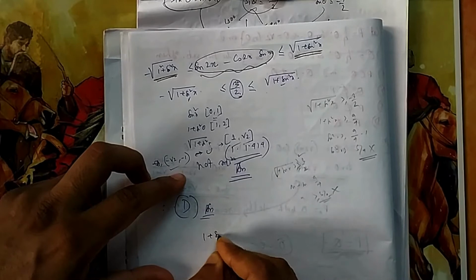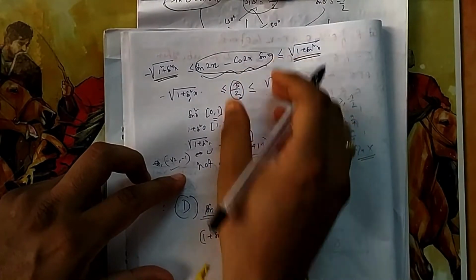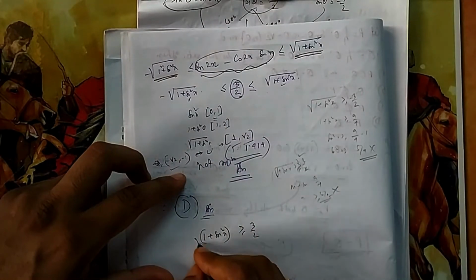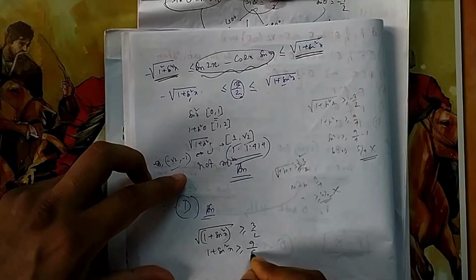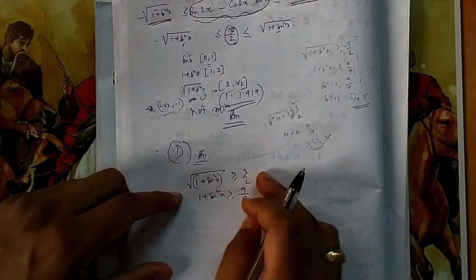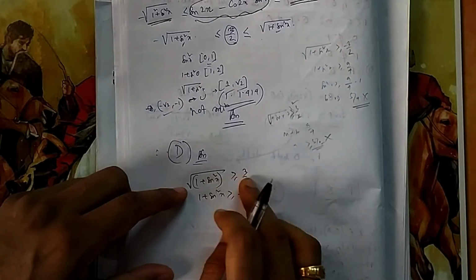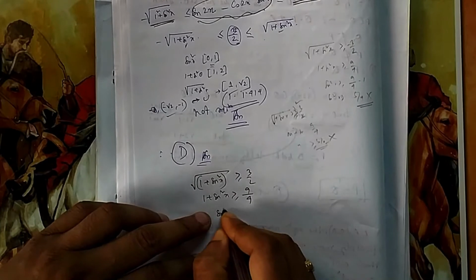1 plus sine square x should be greater than 3 by 2. Let me take this one. You can take this one also, under root. If you square it, then it will be greater than 9 by 4. Why am I squaring? Because this is a positive number, and a positive number you can multiply with a positive number. Positive numbers you can square. I am multiplying with a positive number.